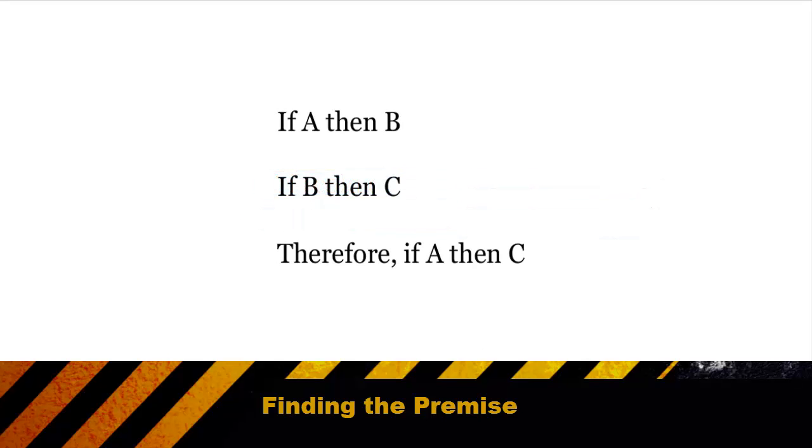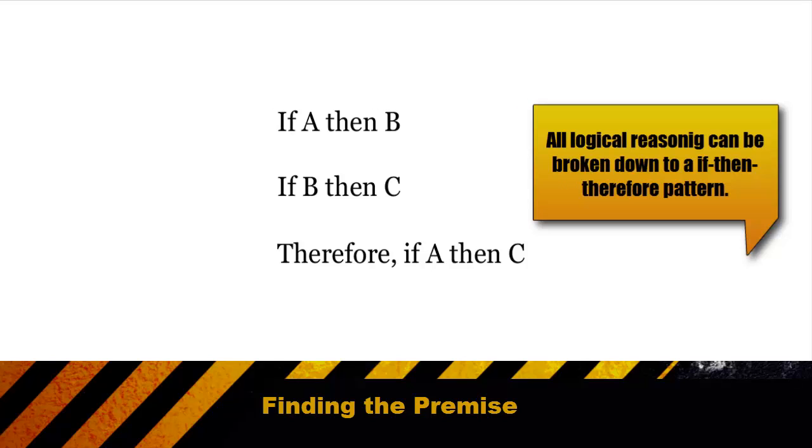We'll discuss this more in the video on formal logic, but if you were to break down an argument, you can usually break it down to if-then statements. So we say, if A happens, then B happens. And if B happens, then C happens. Therefore, if A happens, then C happens.